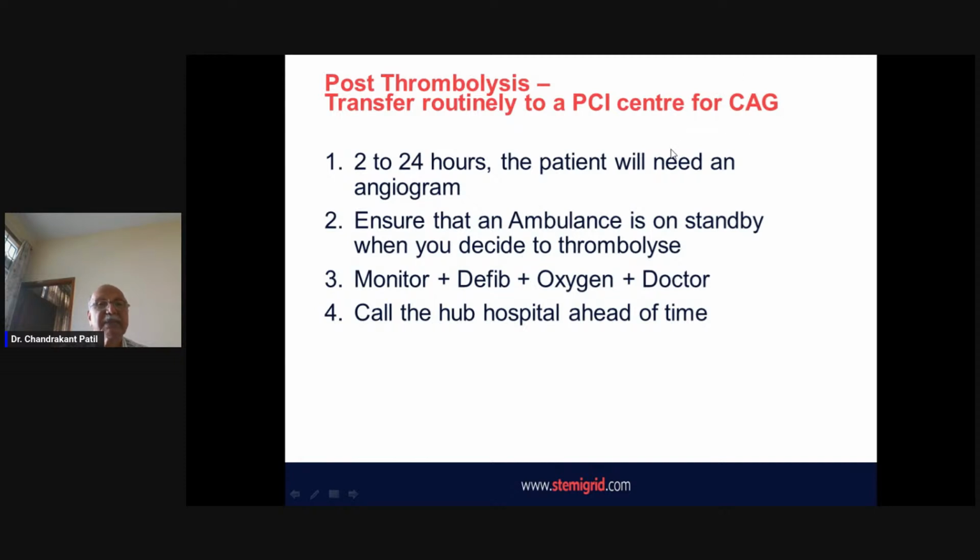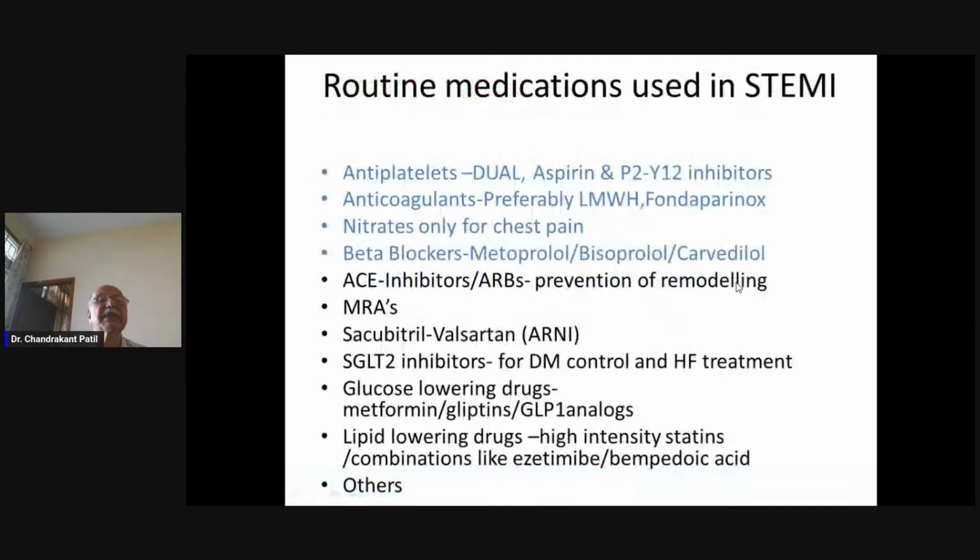Even after successful thrombolysis, within 2 to 24 hours, the patient will need an angiogram just to know what the underlying CAD extent is and what has to be done. Ensure that an ambulance is on standby when you decide to thrombolyze. Monitor, defibrillator, oxygen, and a doctor should be sent along with the patient. Call the hub hospital ahead of time while you are sending.